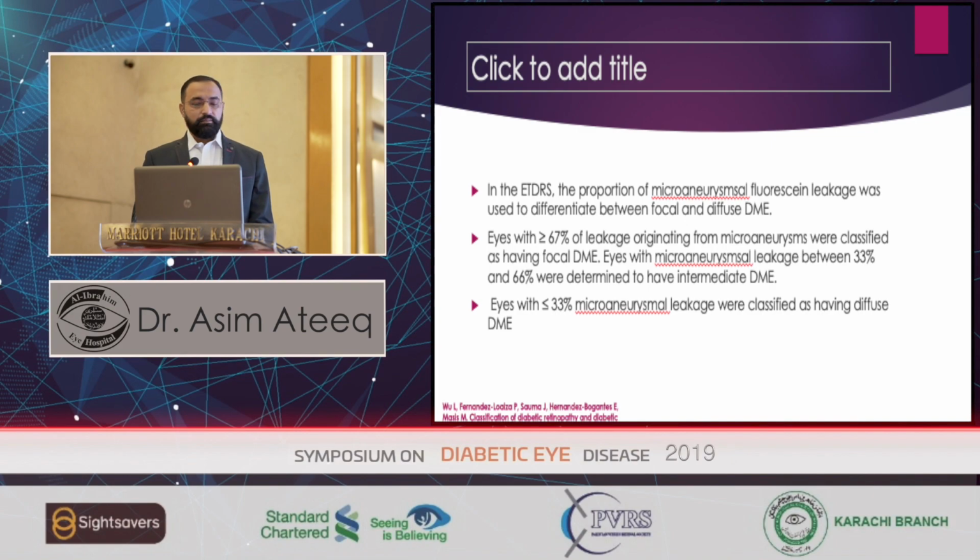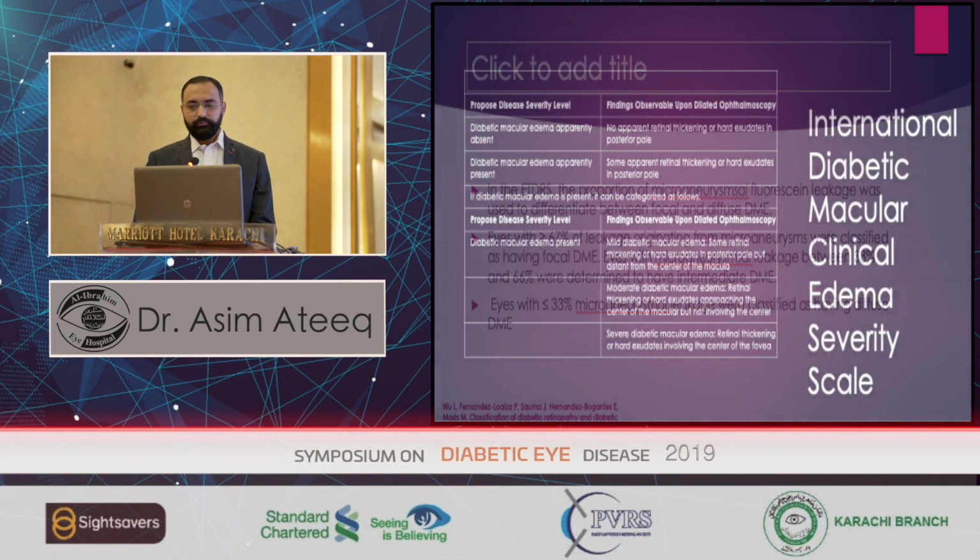There are certain FFA-based classifications as well for focal and diffuse diabetic macular edema. Eyes with 67% or more of leakage originating from microaneurysms were classified as having focal DME. Eyes with microaneurysm leakage between 33 and 66% were determined to have intermediate DME, and less than 33% microaneurysm leakage were classified as having diffuse DME. So the less the microaneurysm leakage, the more diffuse the DME is.